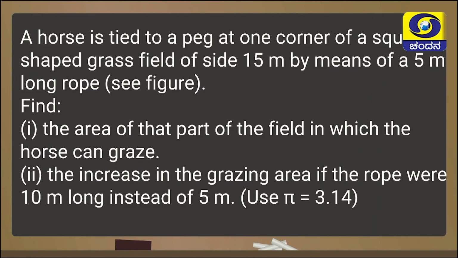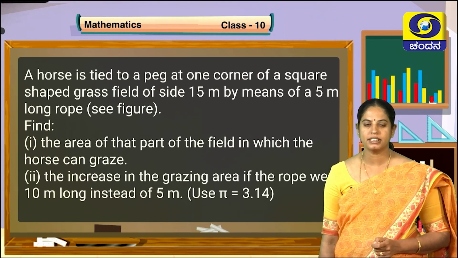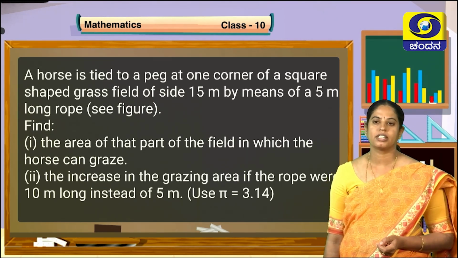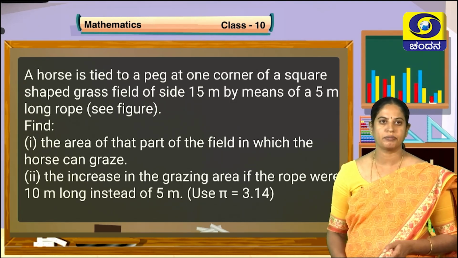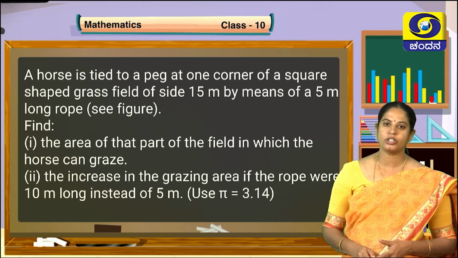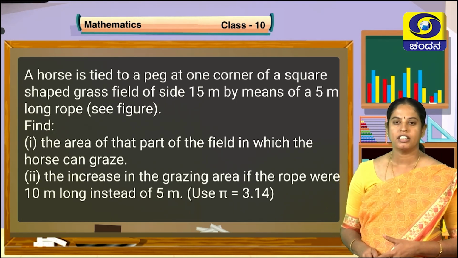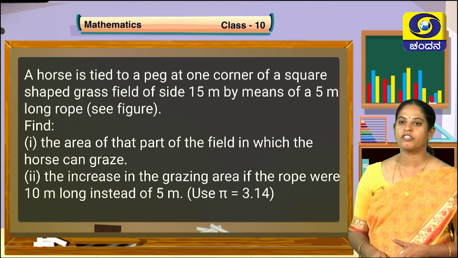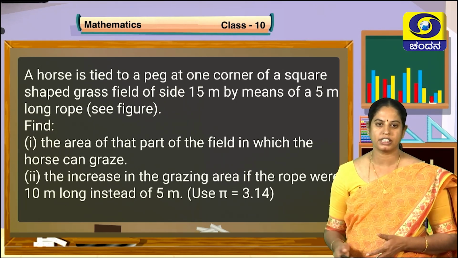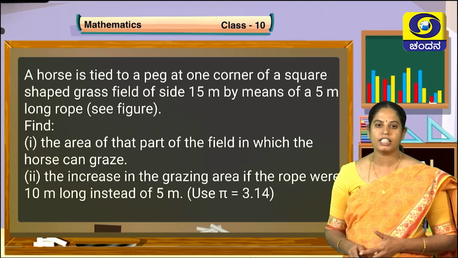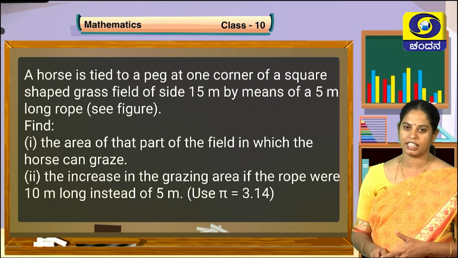Along with me, you too read the problem, children. The problem is like this. It is there in your textbook. It is exercise problem. In 5.2, you can see this problem. A horse is tied to a peg at one corner of a square-shaped grass field of side 15 meter by means of a 5 meter long rope. So, you are going to see the figure in the next slide. So, we have to find the area of the part of the field in which the horse can graze.